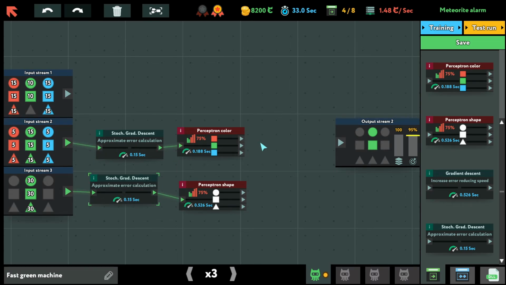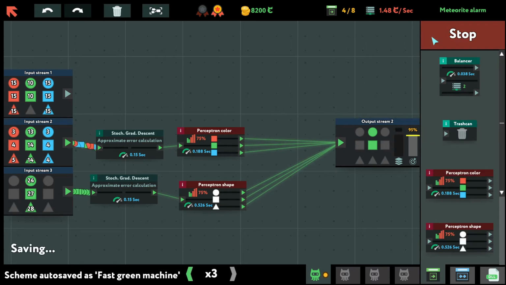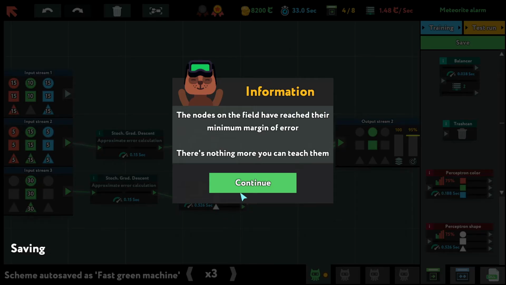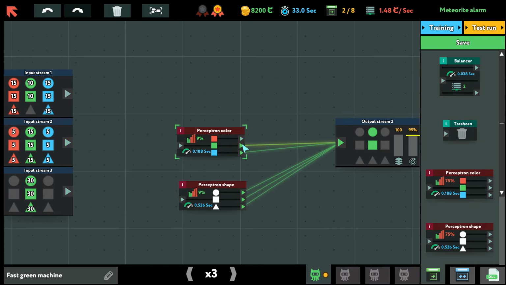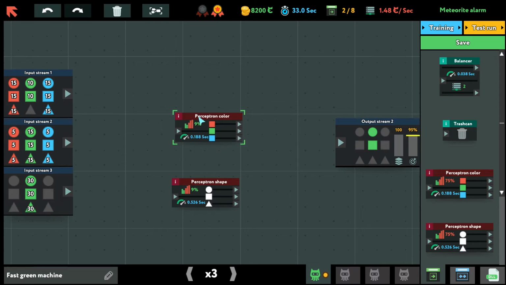So the first step is just to train and get the nodes that we need. Yeah, I know you can probably do it faster with the predefined thing, but anyway, I've been doing this all along, so why stop at the last mission?